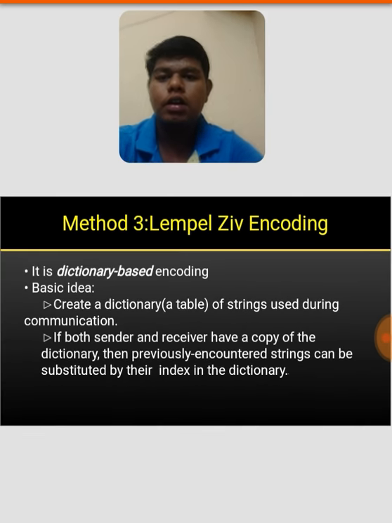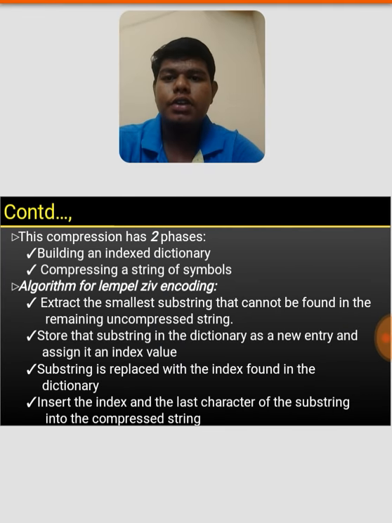Now we are continuing. This compression has two phases. The first is building an index dictionary, which means that for each value we fix an index value, and then compressing a string of symbols, where the string is converted into symbols.